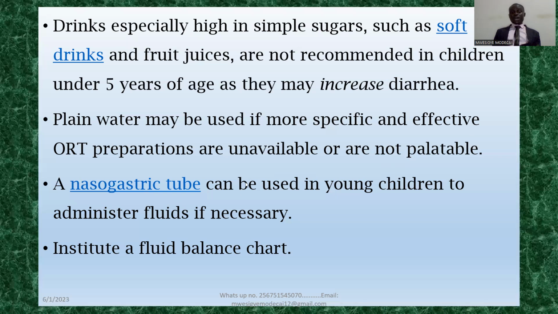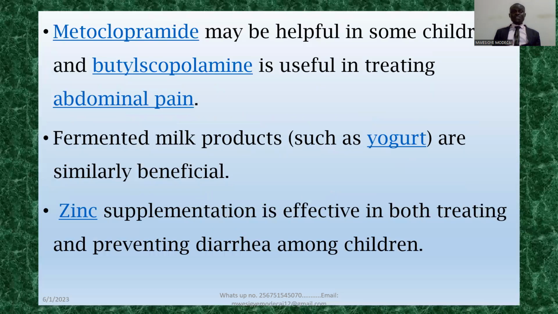As I've told you, an NG tube should be passed to administer these fluids. I already talked about the fluid balance chart. In case they are vomiting, metoclopramide is the drug of choice, which is an antiemetic to stop that. Then you can treat with metoclopramide; we are saying it is useful in treating abdominal pain. Fermented milk products are similarly beneficial. You can give them yogurt or some of these milk products.